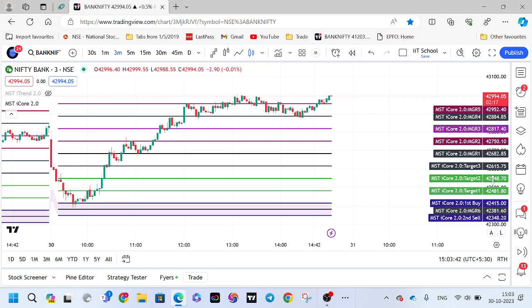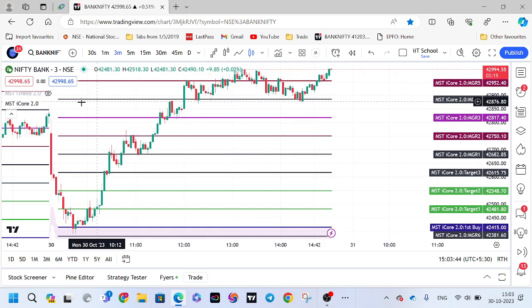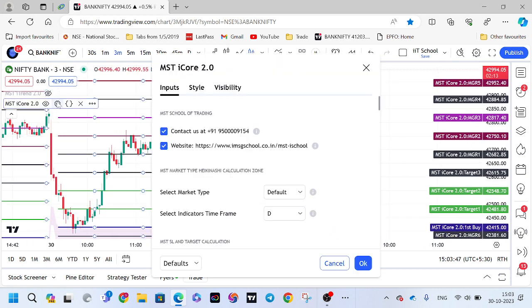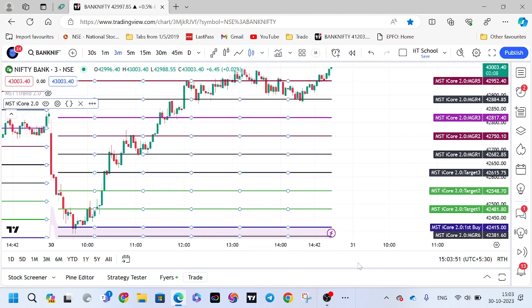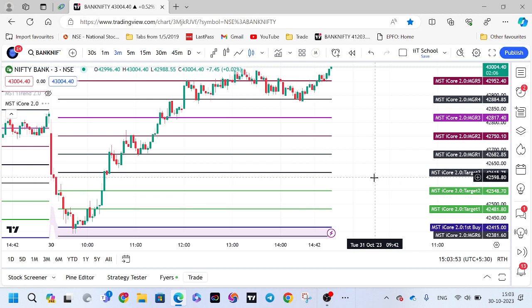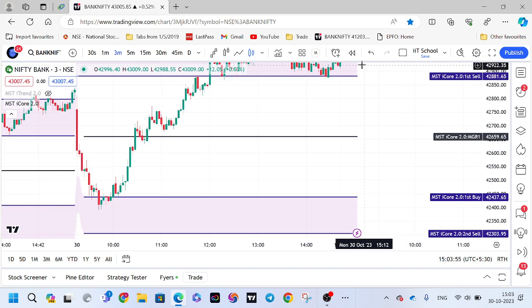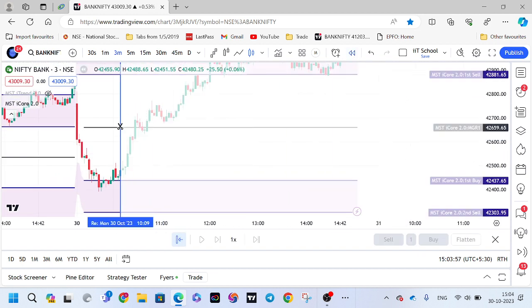After that, once the market has opened, we have to reset the indicator to default settings. These are the settings we are supposed to do in the morning initially. So now I will show you with the bar replay option.